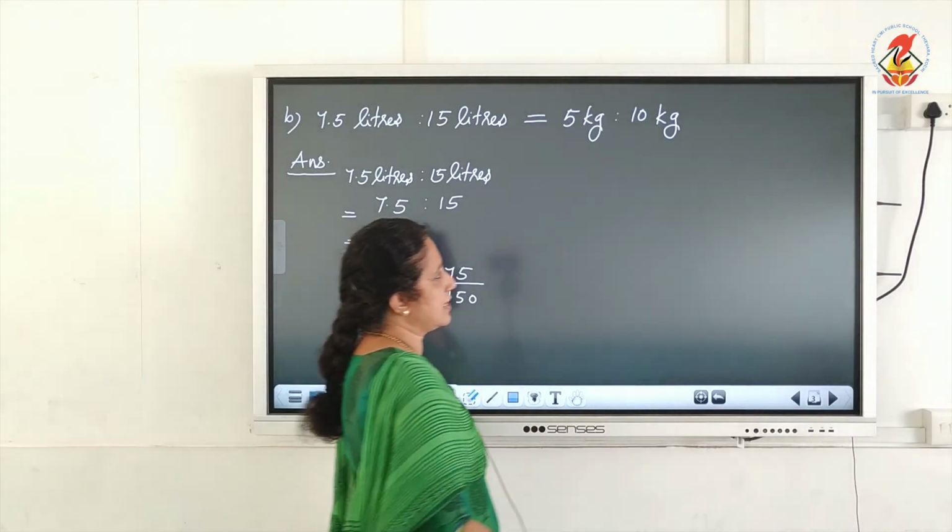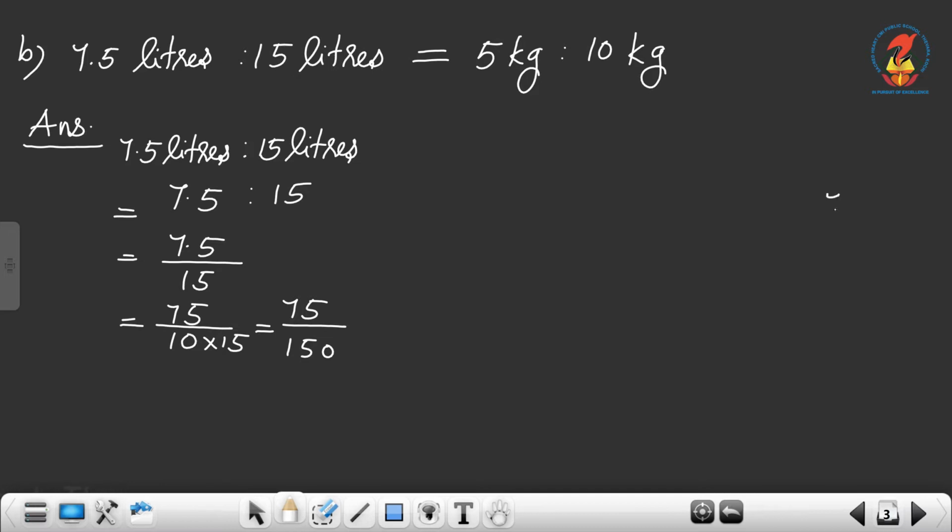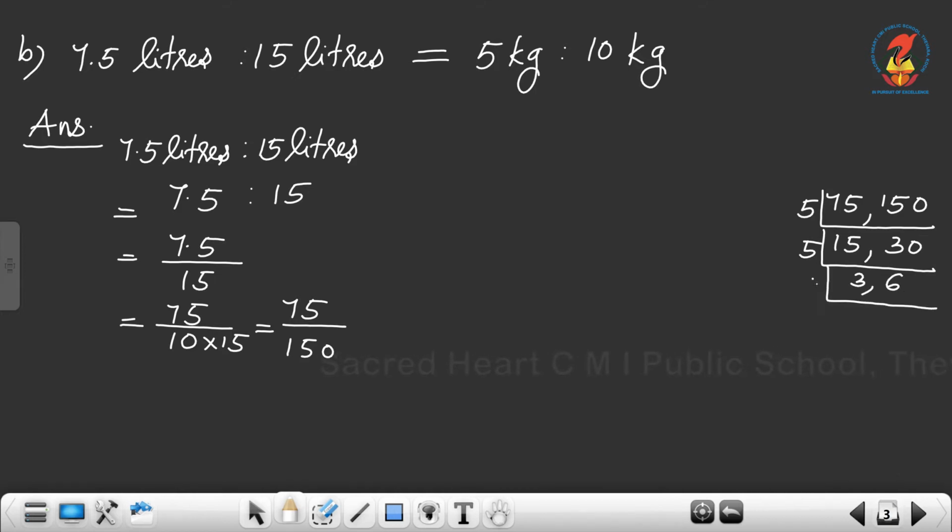Now we can find the highest common factor for 75 and 150. We can start with the prime factorization method. 5: 15, 30; again with 5: 3, 6; again with 3: 1, 2. So the product of 5, 5 and 3, that is 5 into 5 into 3, is equal to 5 5s are 25, 25 into 3, 75.